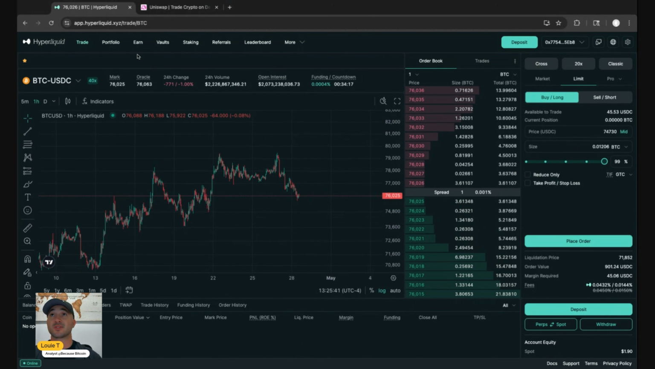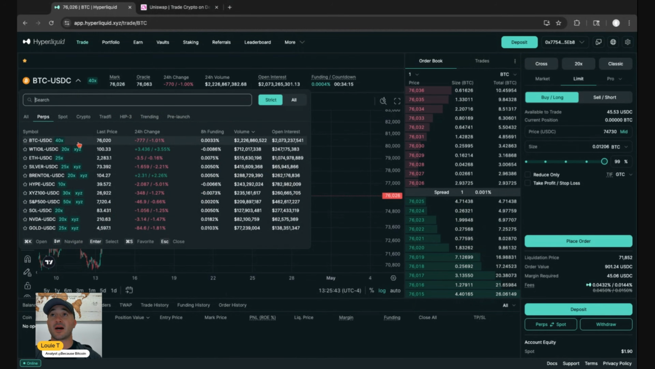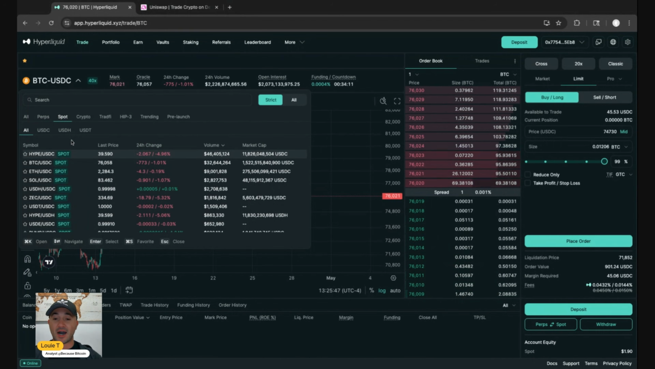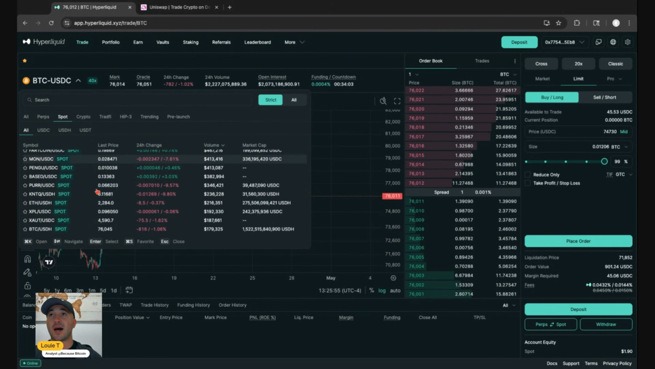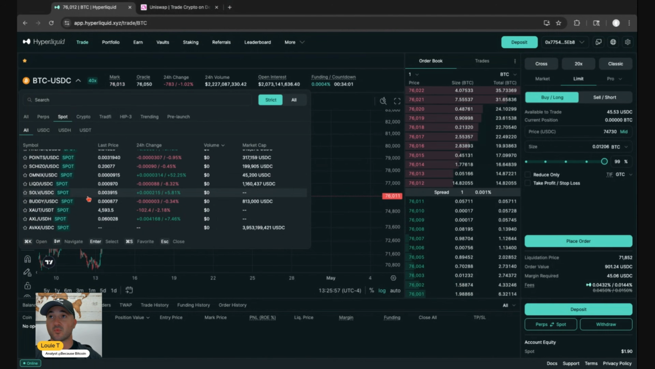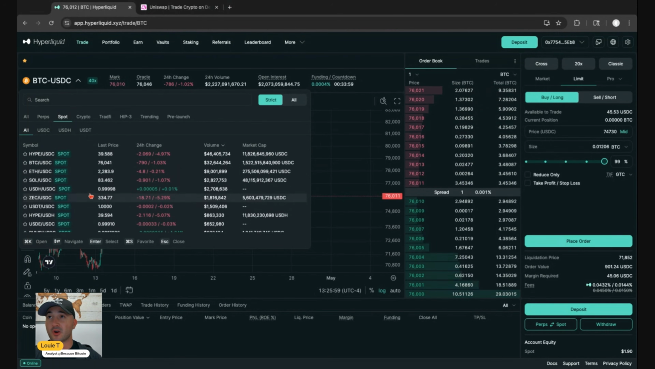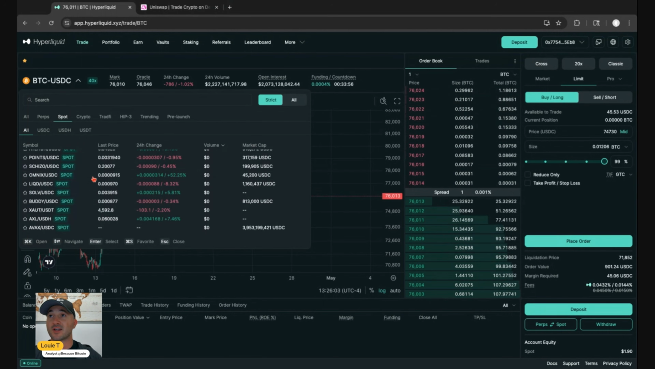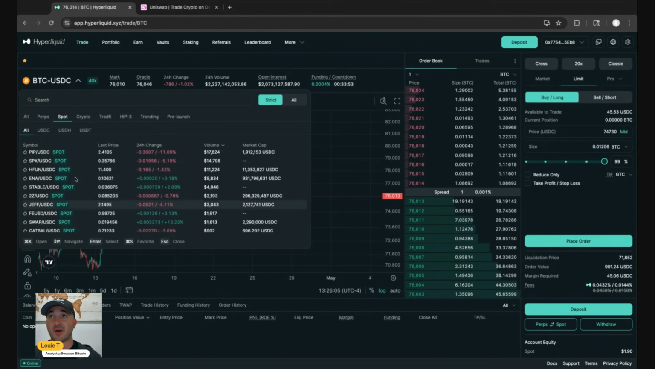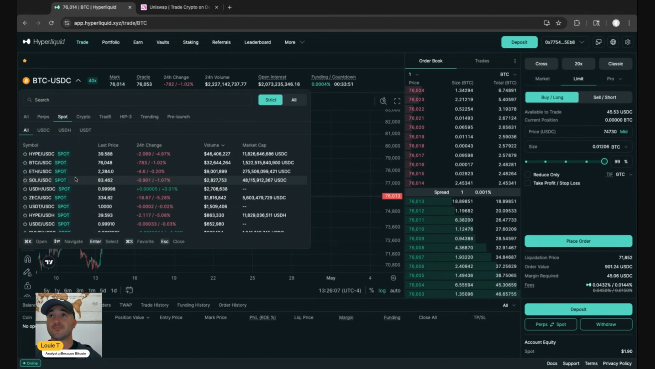That is perps. Again, stocks, commodities, crypto. There's also spot, right? So if you just want to buy a specific crypto, not on leverage, you just want to buy and hold, there's also a spot market on this exchange as well. Not as large and extensive as the perpetuals, but there are a ton of different cryptos on here that you can buy spot. And you just buy and hold on here, and you can send it off to any exchange you like.